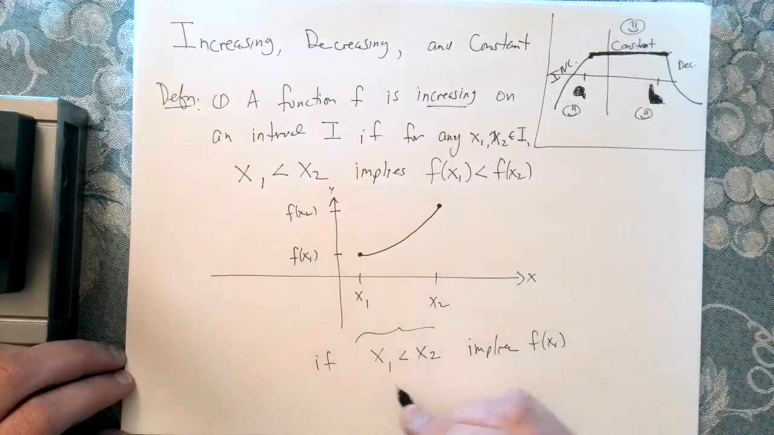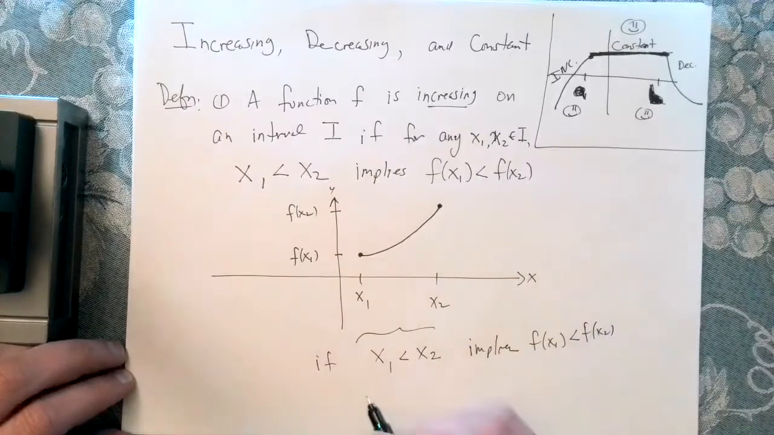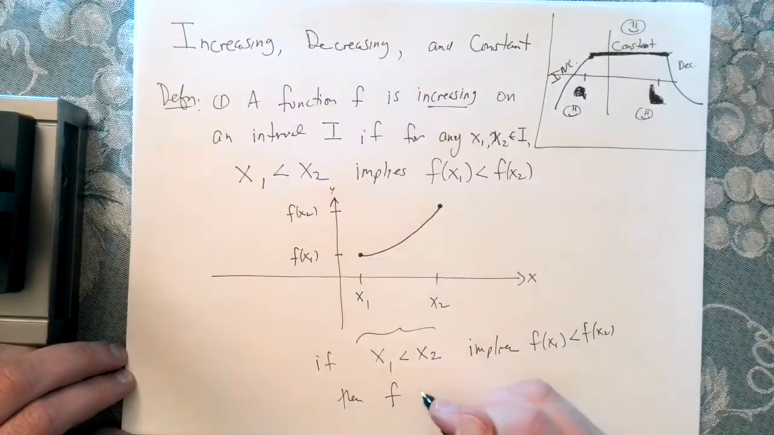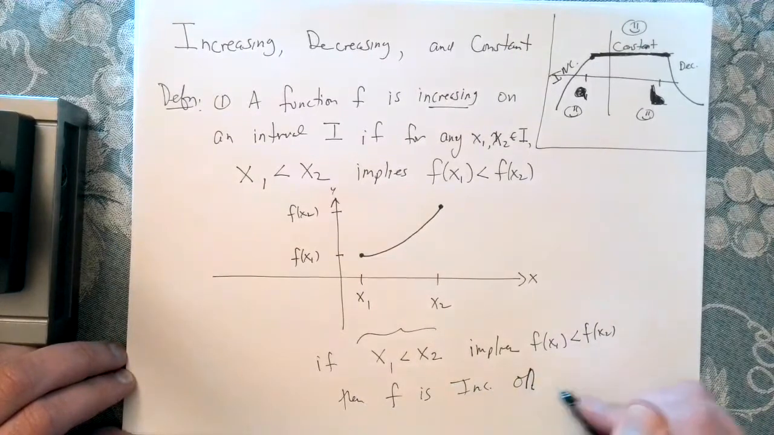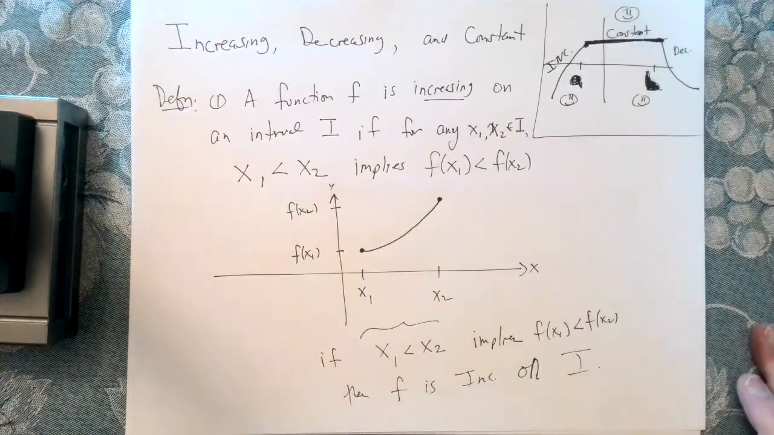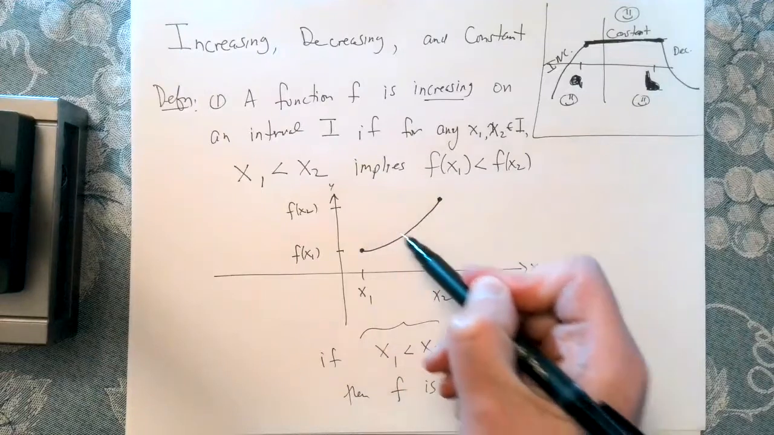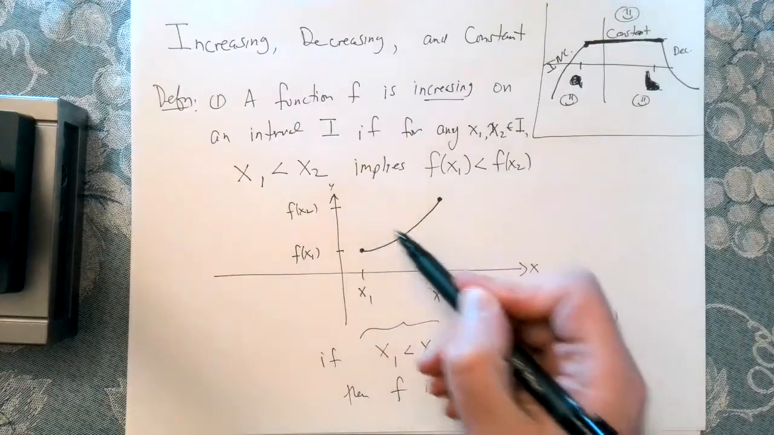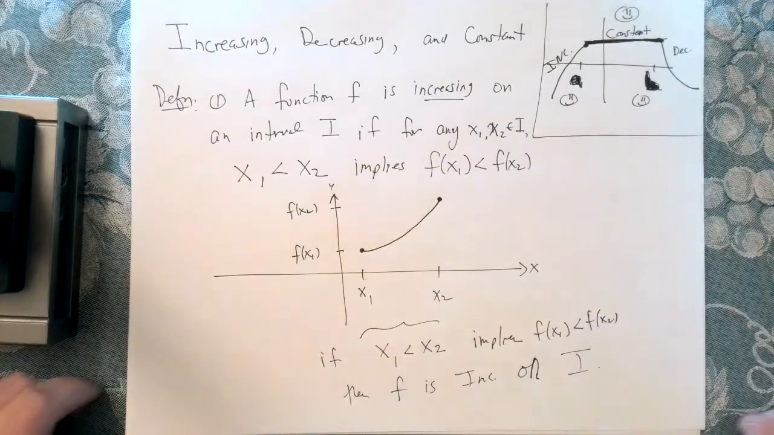Okay, so yeah, x1 less than x2 implies f of x1 is less than f of x2. Then f is increasing on I. What about decreasing? What if I wanted to go this way? Can you think about what would need to happen? I'd still want to keep this ordering, but this ordering would switch. So let's say that.